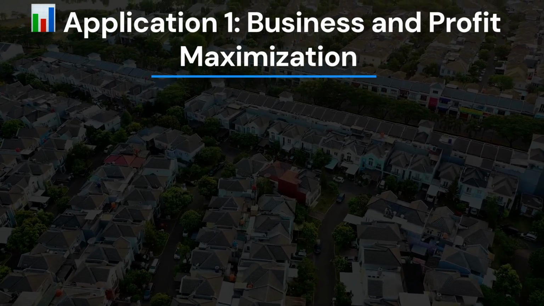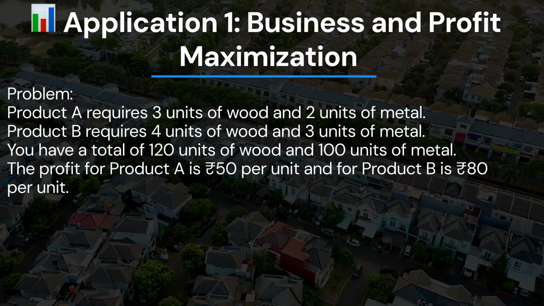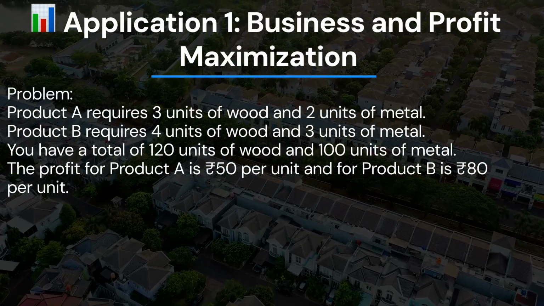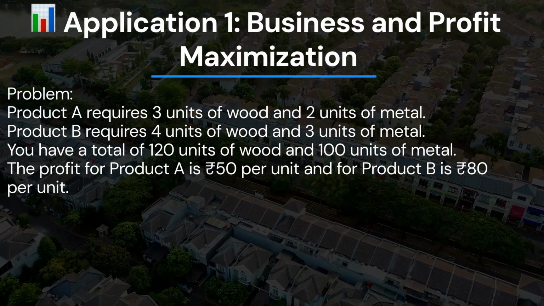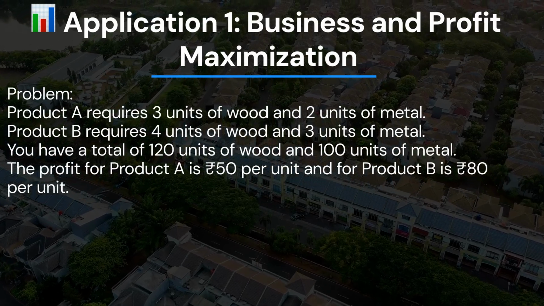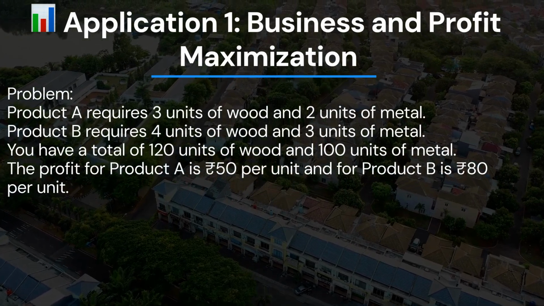Problem: Product A requires 3 units of wood and 2 units of metal. Product B requires 4 units of wood and 3 units of metal. You have a total of 120 units of wood and 100 units of metal. The profit for Product A is 50 rupees per unit, and for Product B is 80 rupees per unit.